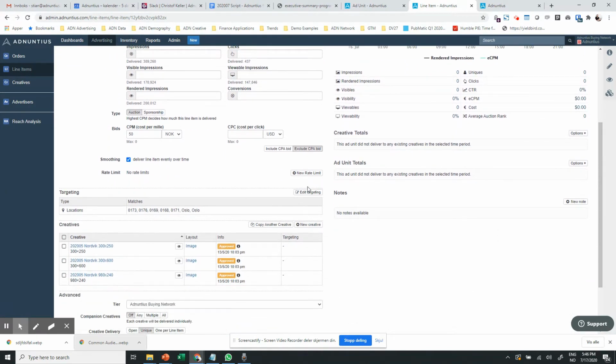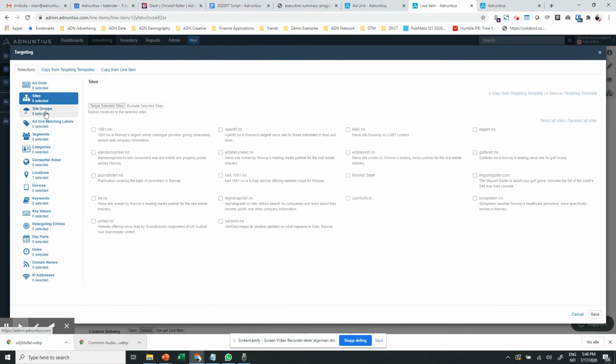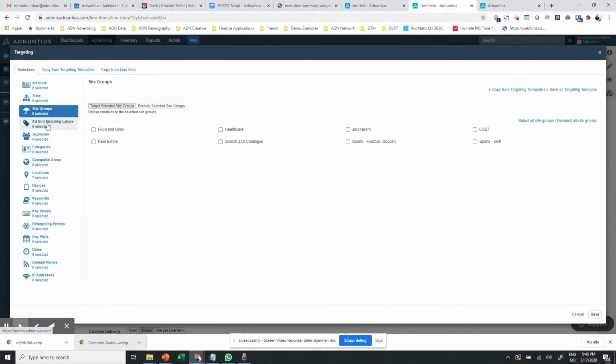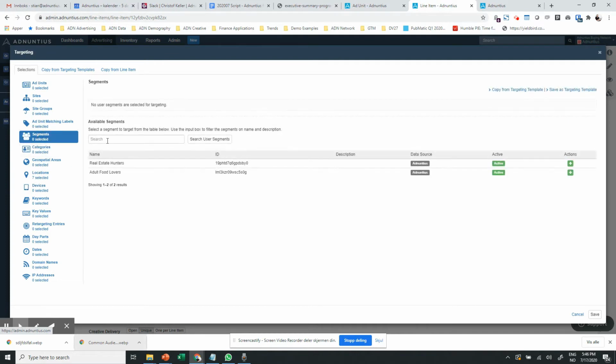I can set a range of targeting criteria, including ad unit targeting, where campaigns can be targeted down to individual placement level, or aggregated to sites, or categories of content. Other targeting examples include device targeting, geo-targeting, and segment targeting, which we will touch upon later.